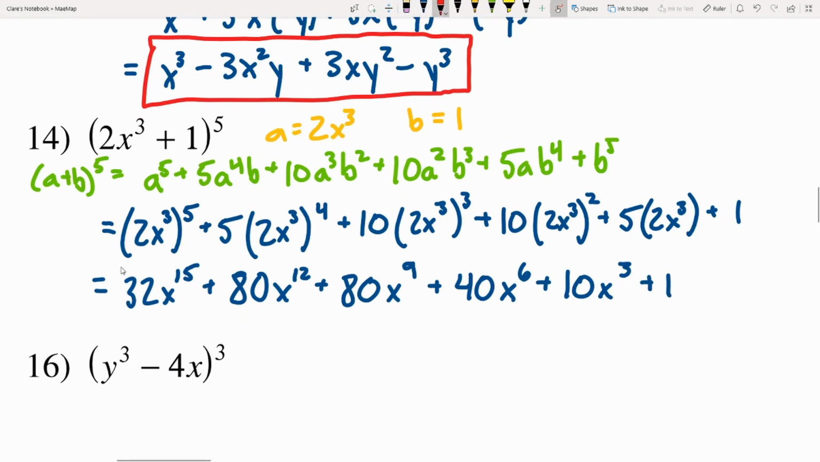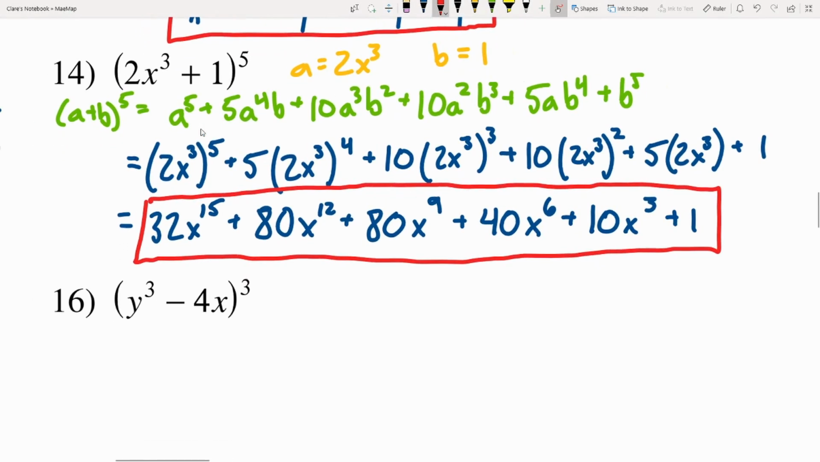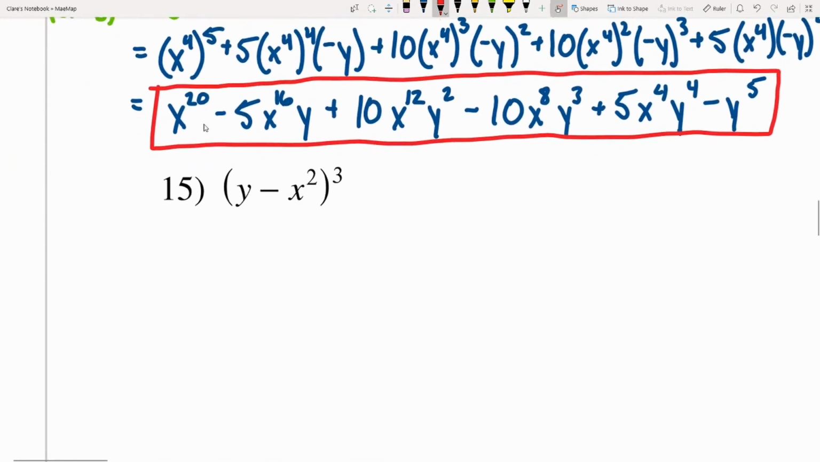Now this theorem is really helpful because could you envision expanding this entire polynomial out? You would have to do 2x cubed plus 1 times 2x cubed plus 1 times by itself again, again, and again. That would be so many different FOILs and distributions, it would take a while. But this formula consolidates it and makes it pretty easy. So let's move on to 15, that second to last problem.